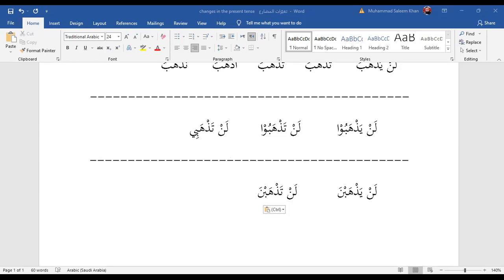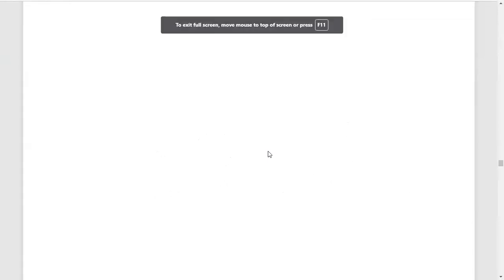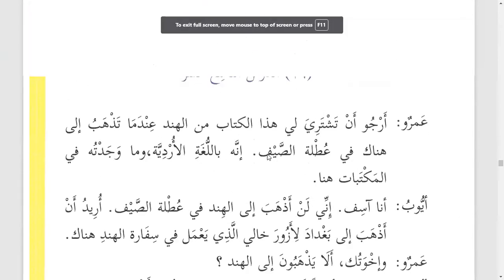Taha says it's not a lot of information. It's because you have already completed book number 2. So that could be the reason why it's not a lot of information.